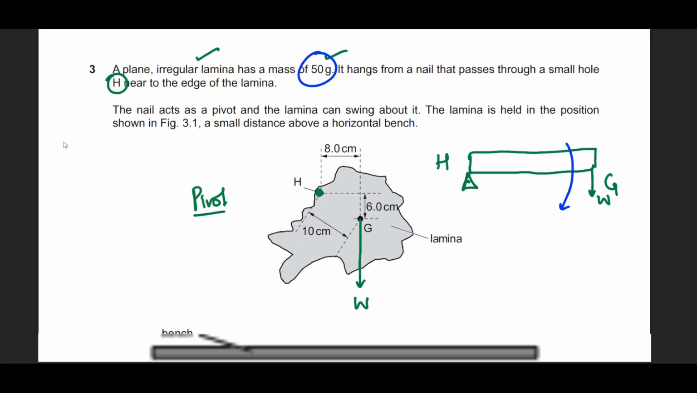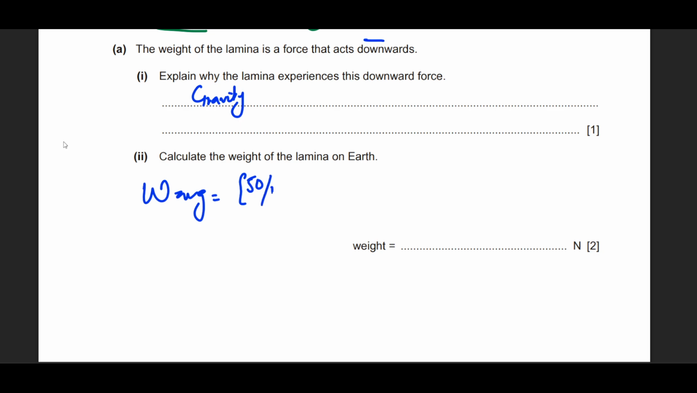The mass is 50 grams, so this will be divided by 1000, multiplied by the value of g, which is 9.8. When you solve this, your answer is going to be 0.49 Newton.